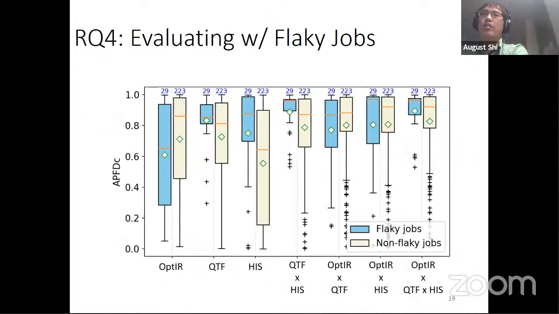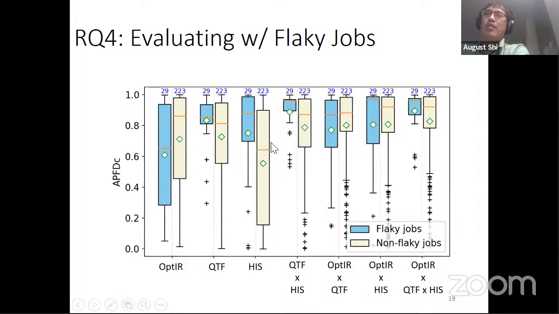So looking at that, we tried to break down the jobs we had between flaky jobs and non-flaky jobs. Flaky jobs are ones we rerun a number of times, and we found that the tests actually do pass and fail, so they're flaky. Non-flaky jobs are ones that consistently fail the number of times we rerun them. We can't say for sure they're not flaky, but we're a bit more confident that they're not flaky. And this plot shows the distribution of the APFDC scores across different techniques when we break them out between these two kinds of jobs.